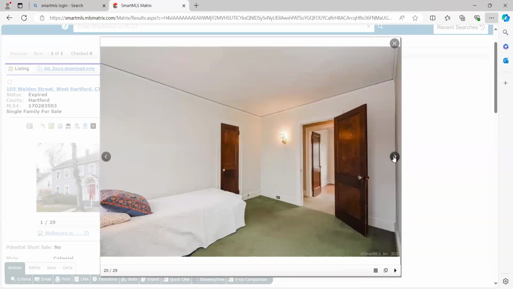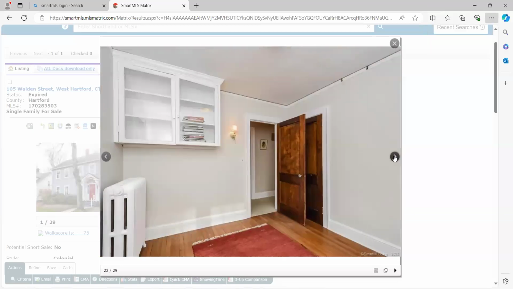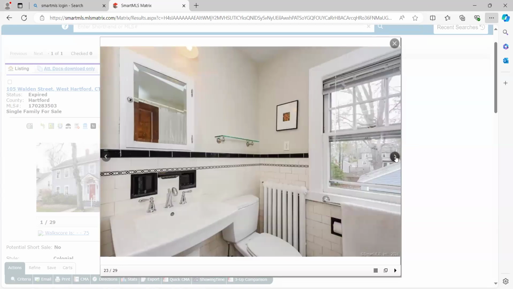This carpet is old, looks a little tired. If I were listing a property, a recommendation I would have made for them is to remove that particular carpet. And then I would probably have them, if nothing else, just freshen up and repaint that half bathroom. But other than that, it looks okay.